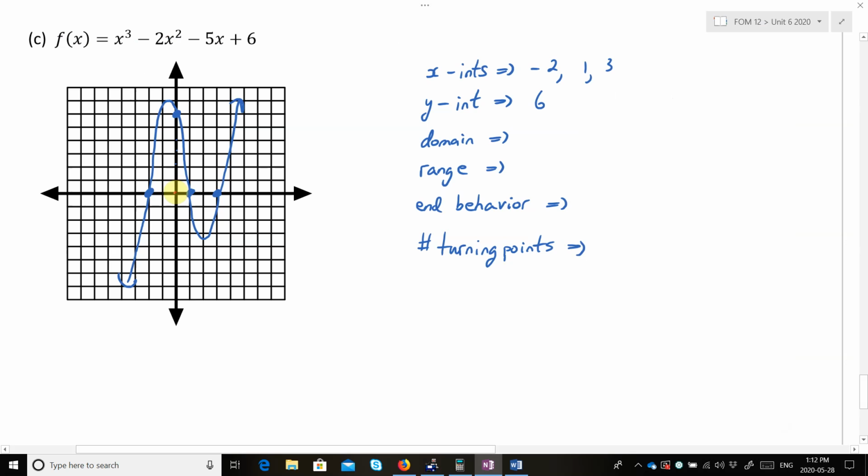The domain. The graph goes this way forever, and it goes this way forever, so all real. In the range, the graph will go up forever and cover the whole y-axis that way, and down forever as well, so also all real. Okay, or you can do the cool calculus notation if you want.